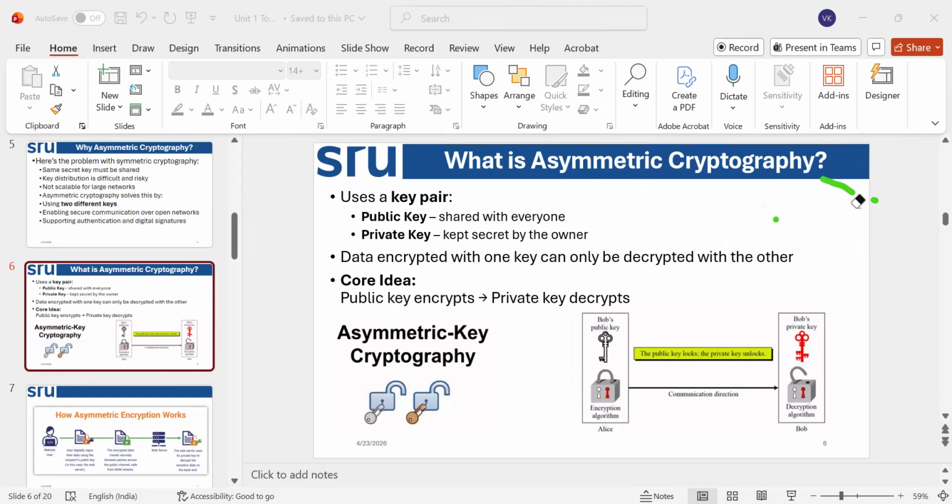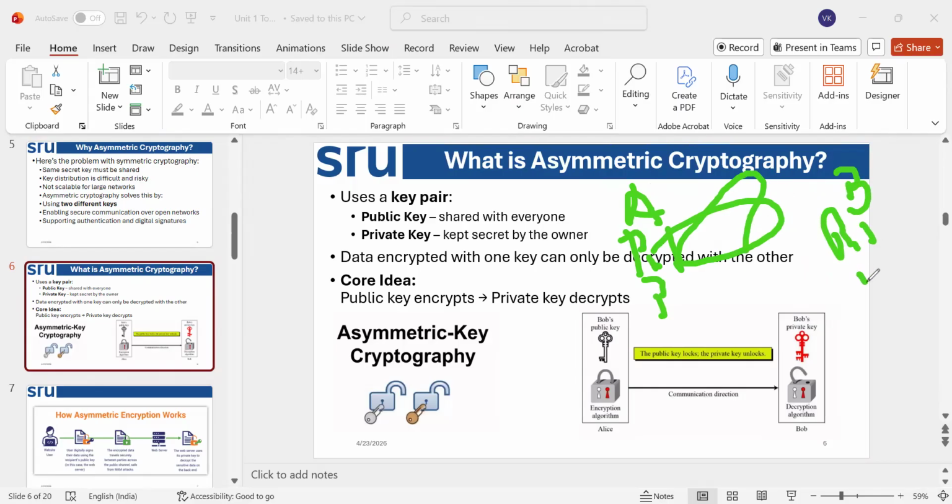Suppose this is user A. He has two keys, public and private. The public key is always available in the domain. User B also has a public and a private key, and these public keys are available in the domain.